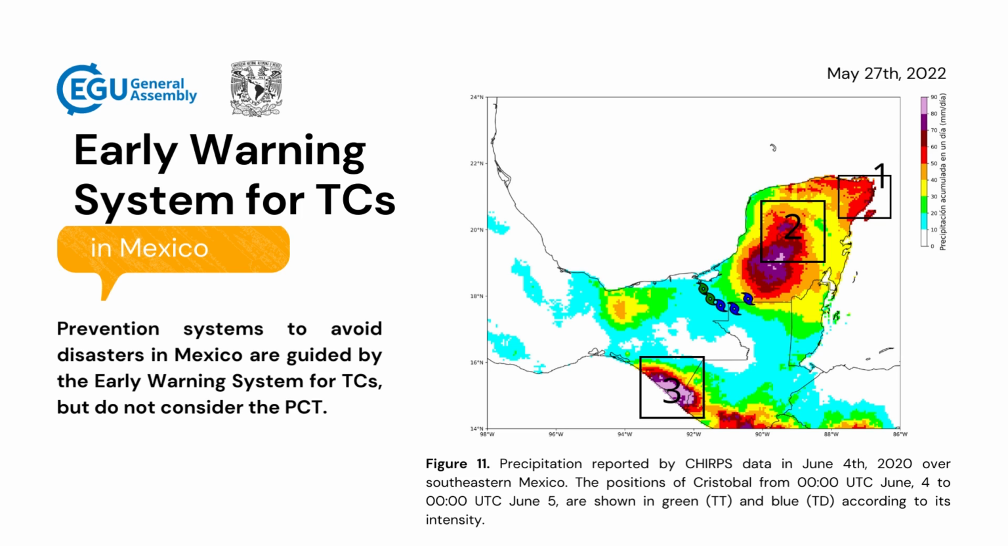But how do our results work in a real world context? The case of 2020 tropical cyclone Cristobal over southeastern Mexico is a recent example of the underestimation that the early warning system can have with lower intensity tropical cyclones. This tropical storm was leaving major disaster in vulnerable regions of Yucatan. The black squares marked as 1, 2, 3 are the ones that reported the highest precipitation according to CHIRPS data on June 4th. We will focus on them to analyze how the warnings were underestimated.